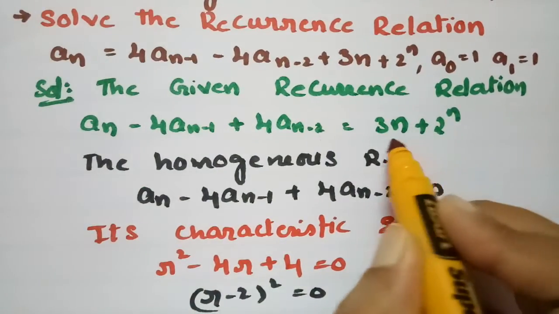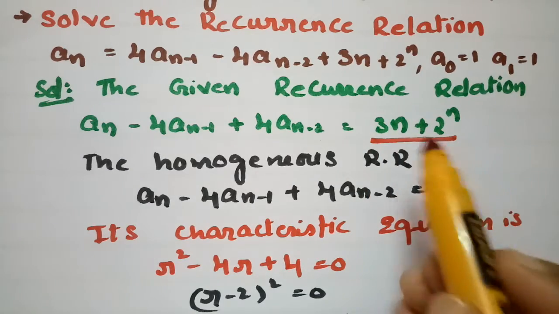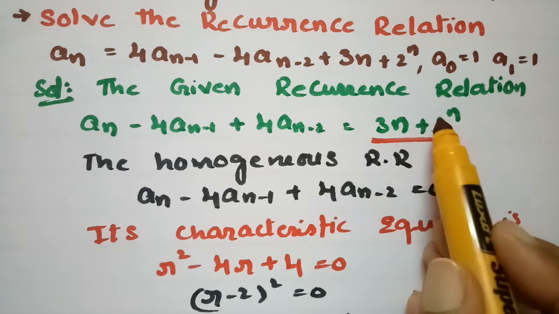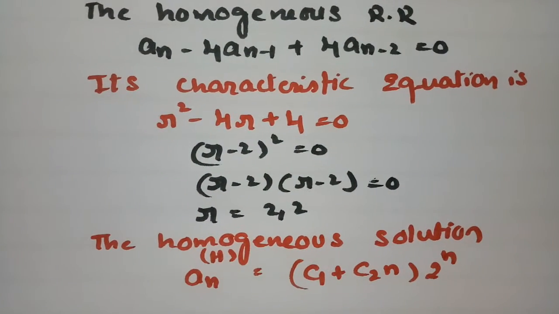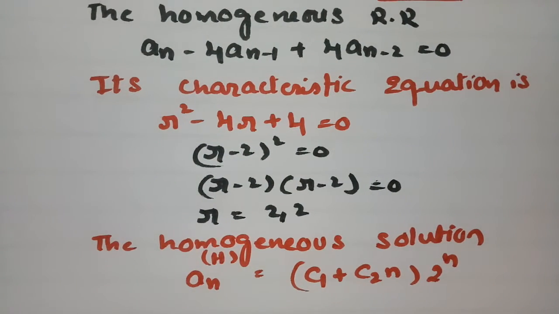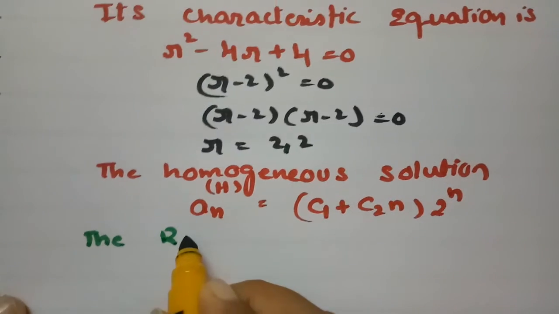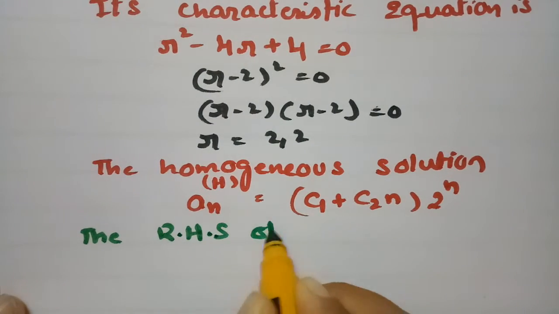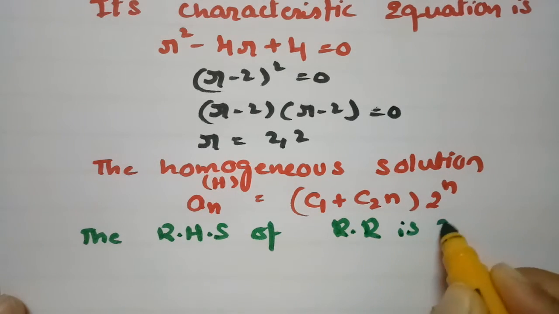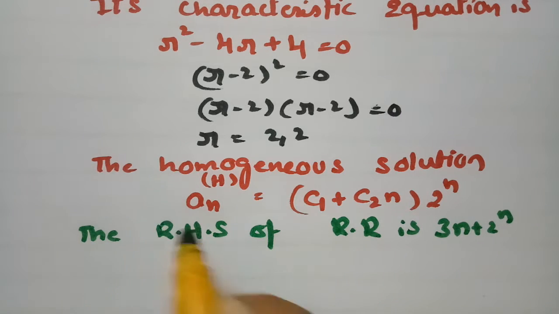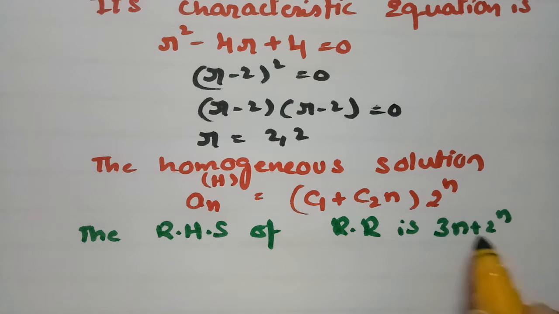From the RHS side, we have 3n + 2^n. So this is a linear polynomial and this is of the form 2^n. There are two parts, so we have to split into two parts. The RHS of the recurrence relation is 3n + 2^n. So we have two different parts: a linear polynomial and a term of the form 2^n. So the particular solution will be as follows.